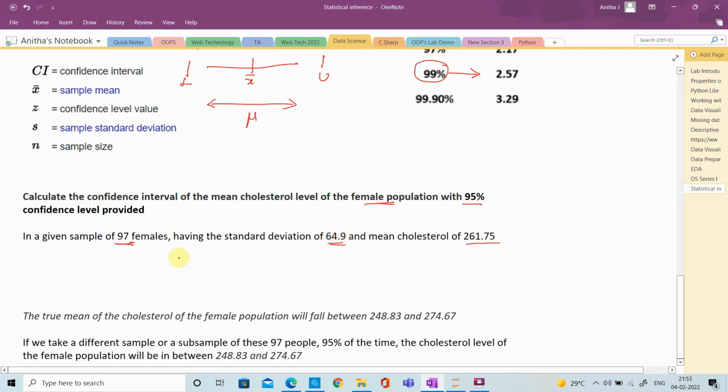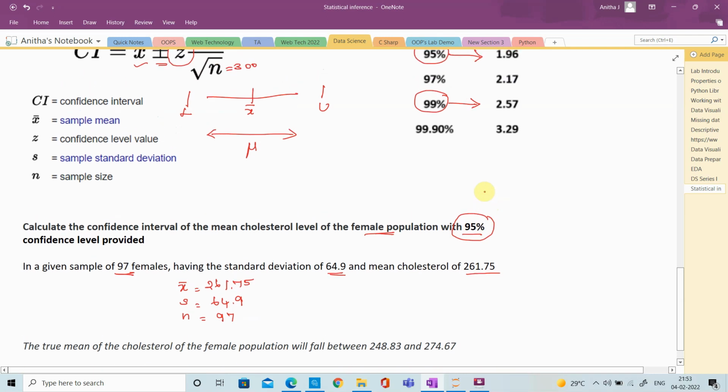So according to my question, the given values are X bar, that is 261.75, the standard deviation, that is 64.9, and the number of samples, that is 97. Here it is asked to calculate the confidence interval for the confidence level of 95%. If it is 95%, the Z score will be 1.96. So the Z value is 1.96.